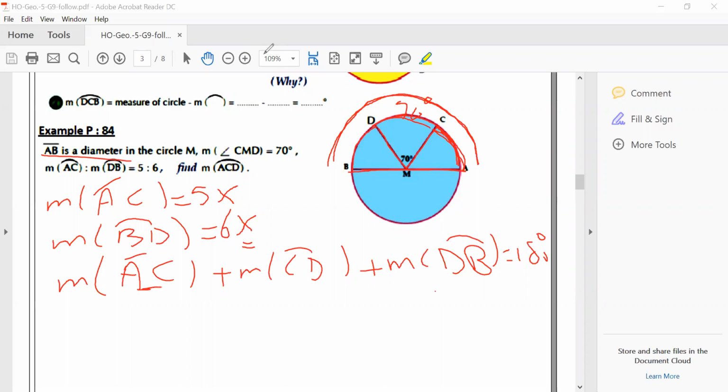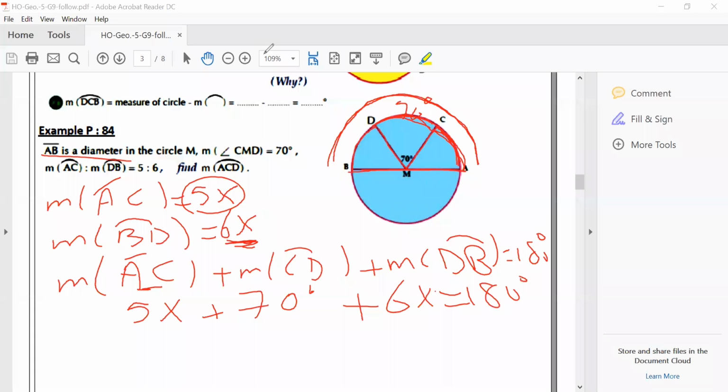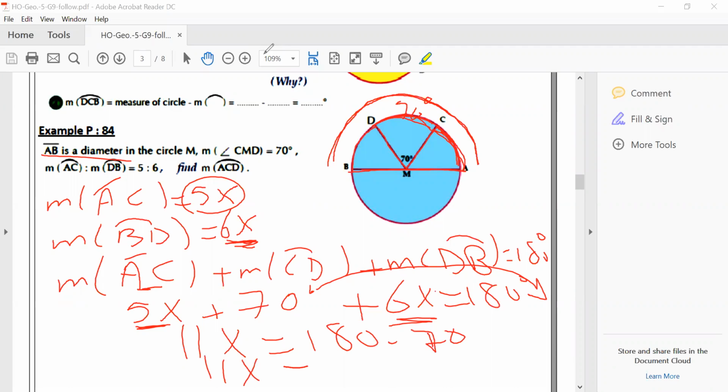So AC arc is 5x. CD arc is 70, opposite to the central angle. BD arc, 6x, equals 180. And I will complete it as an equation. 5x plus 6x, 11x. 70 will go to the other side. By subtraction, it will be 180 minus 70. So 11x equals 110.